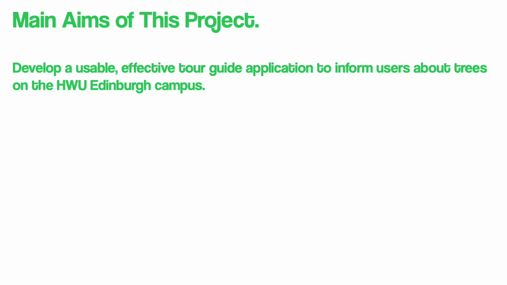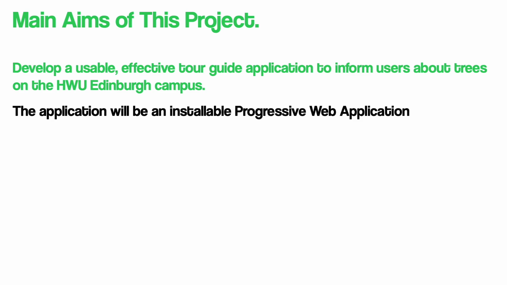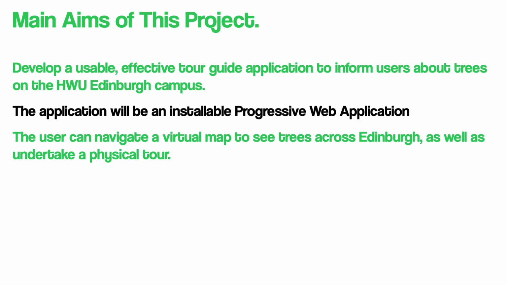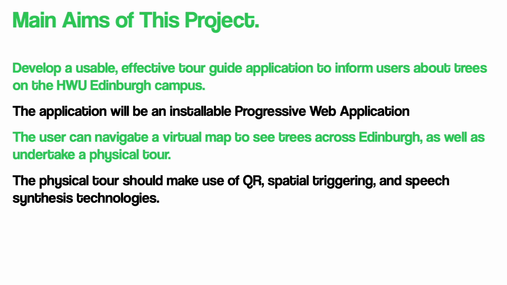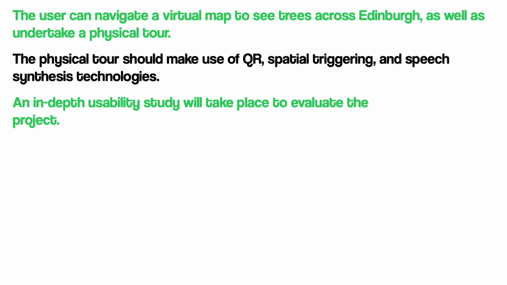So, let's discuss the main aims of this project. Primarily, it is to develop a usable, effective tour guide application to inform users about trees on the Heriot-Watt University Edinburgh campus. The application should also be a PWA and installable. The user should be able to navigate a virtual map to see trees around Edinburgh, as well as undertake a physical tour for the trees on campus. The tour should make use of QR, spatial triggering and speech synthesis technologies. In order to evaluate the system, an in-depth usability study should take place.